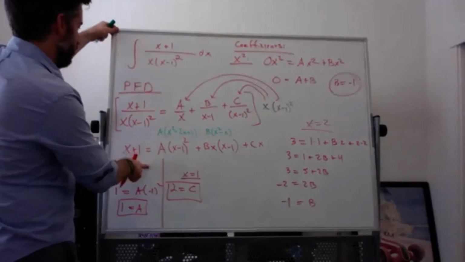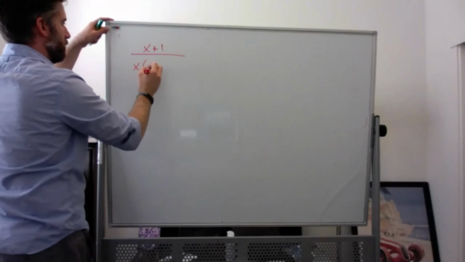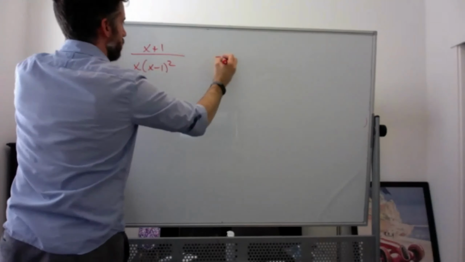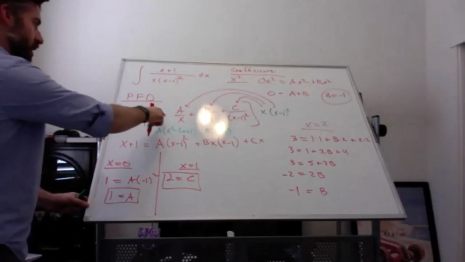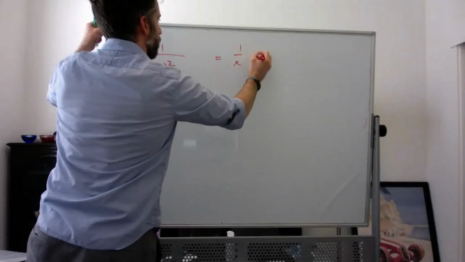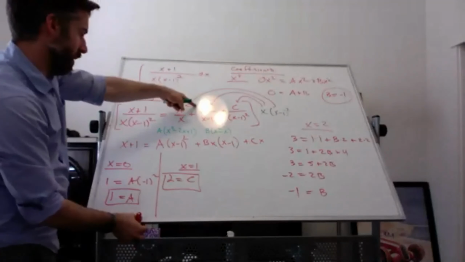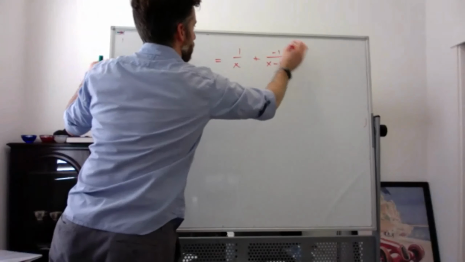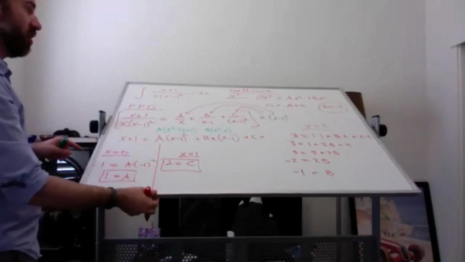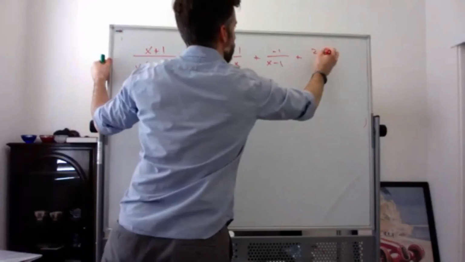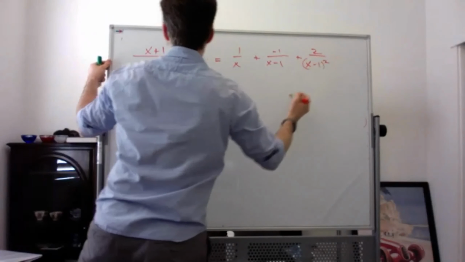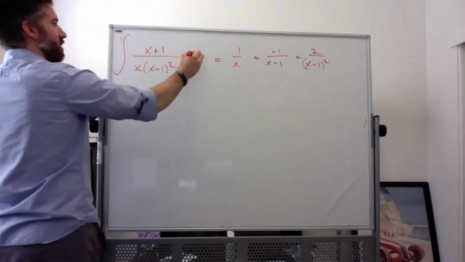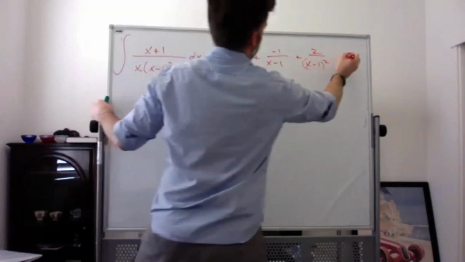So here's what we've got. x plus 1 over x times x minus 1 squared equal to a over x, a was 1, plus b over x minus 1, b was negative 1, plus c, which I think was 2, yeah, over x minus 1 squared. And then we were trying to integrate this, so we're really integrating all of this.